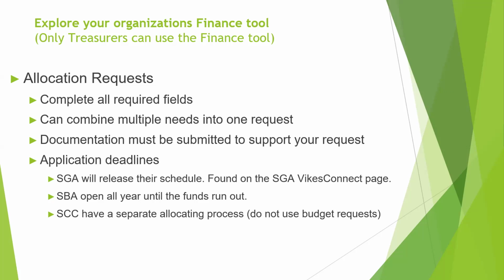When you are requesting funding, you will create an allocation request. The nice thing about our system is that you can request funding for multiple things in one form. In the past, you used to have to submit a funding request for each thing you wanted funding for. Now you can combine them all into one form. Once we go into it, I'll show you some examples.